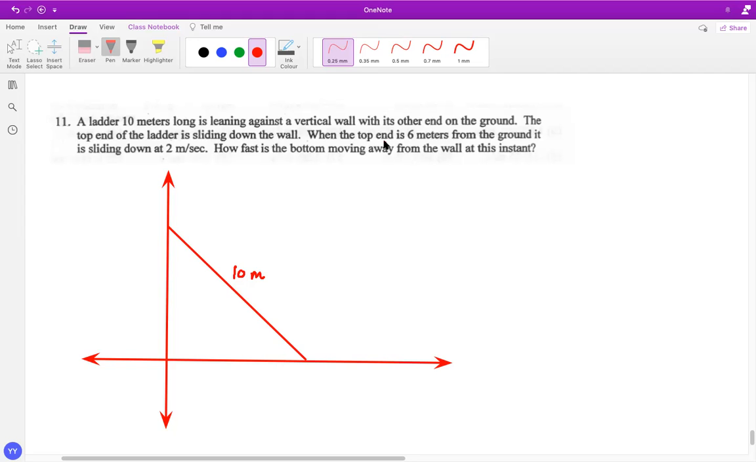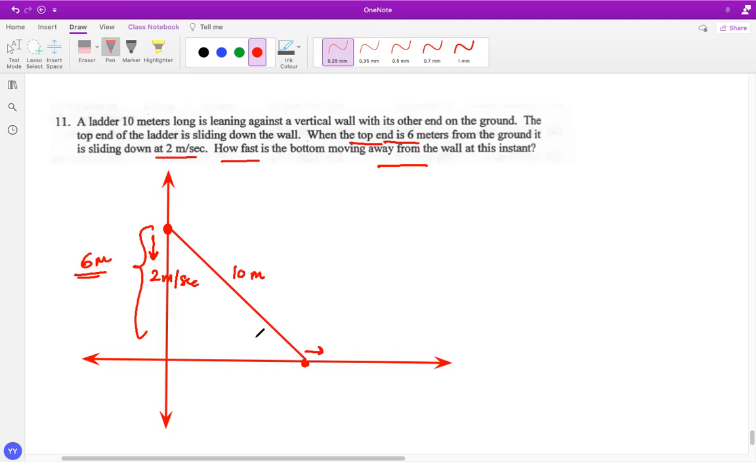So when the top end is 6 meters from the ground, at that instant it is sliding down at a rate of 2 meters per second. So this end is coming down at 2 meters per second. Find how fast the bottom edge is moving away from the wall at this instant.